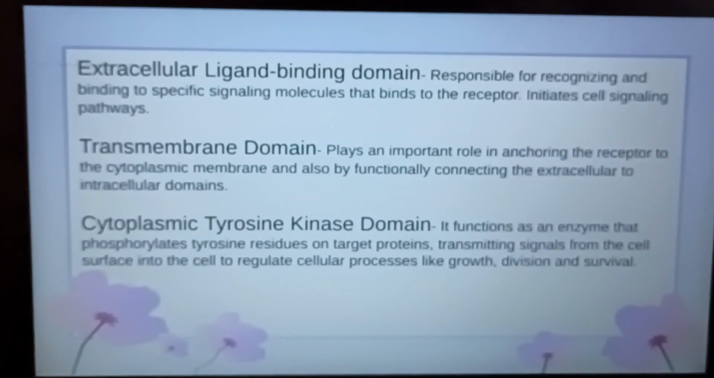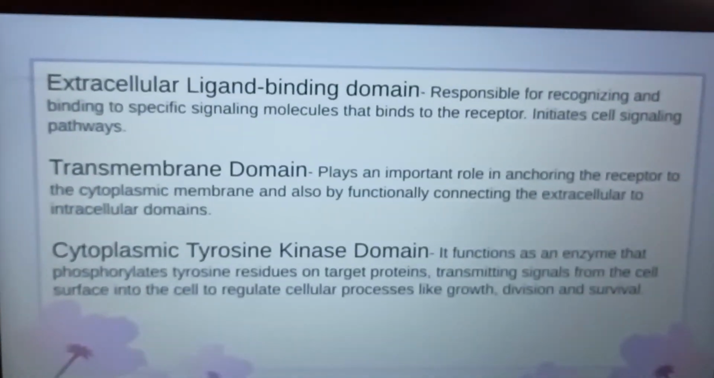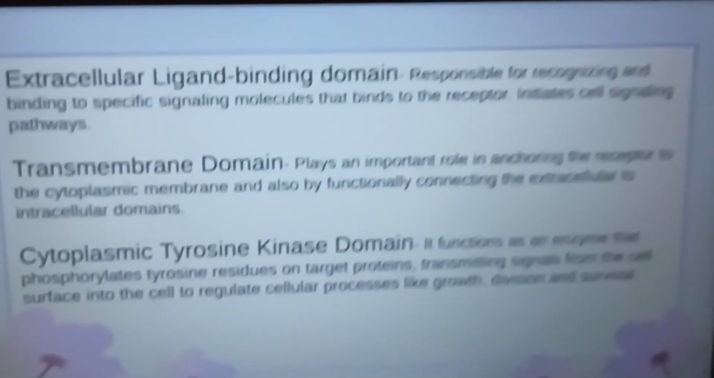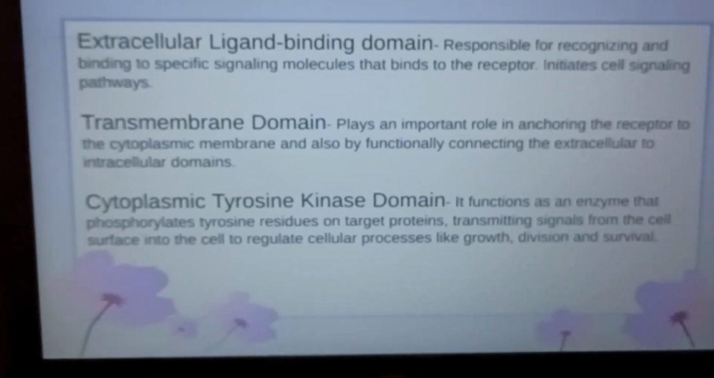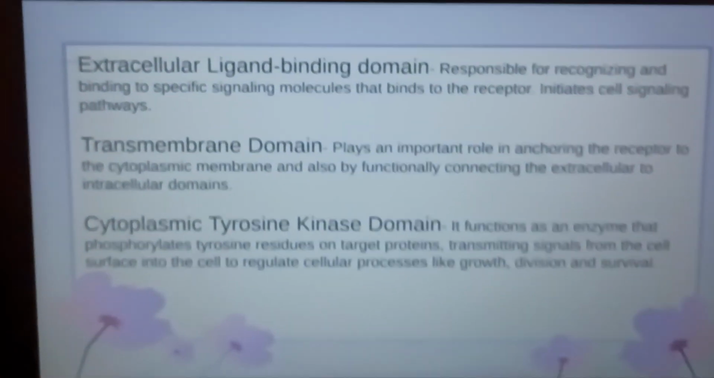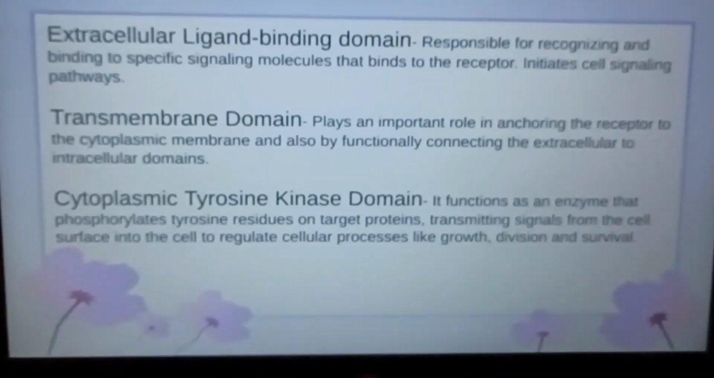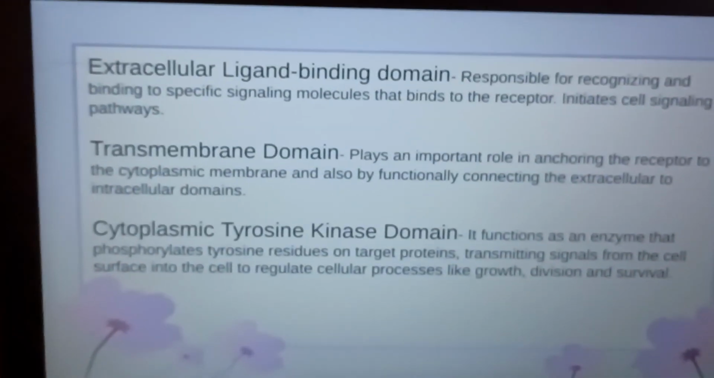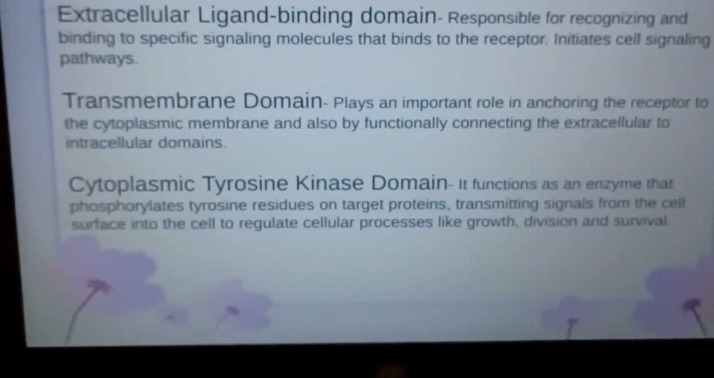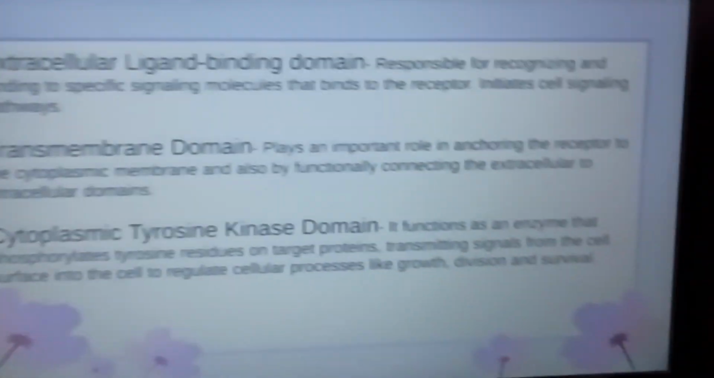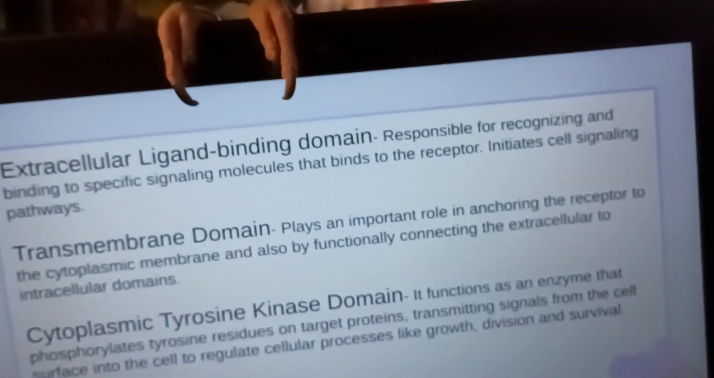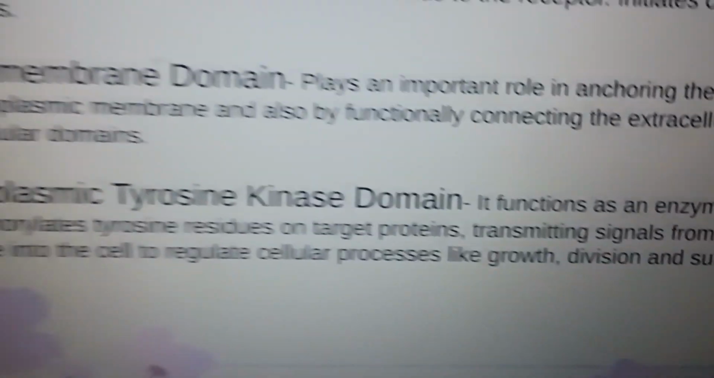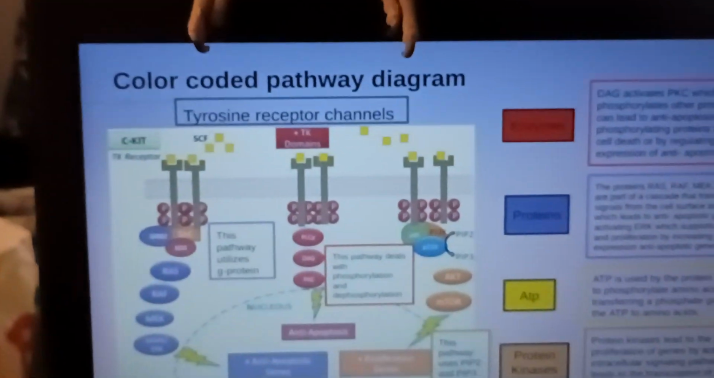Cytoplasmic tyrosine kinase domain. It functions as an enzyme that phosphorylates tyrosine residues on target proteins, transmitting signals from the cell surface into the cell to regulate cellular processes like growth and survival.